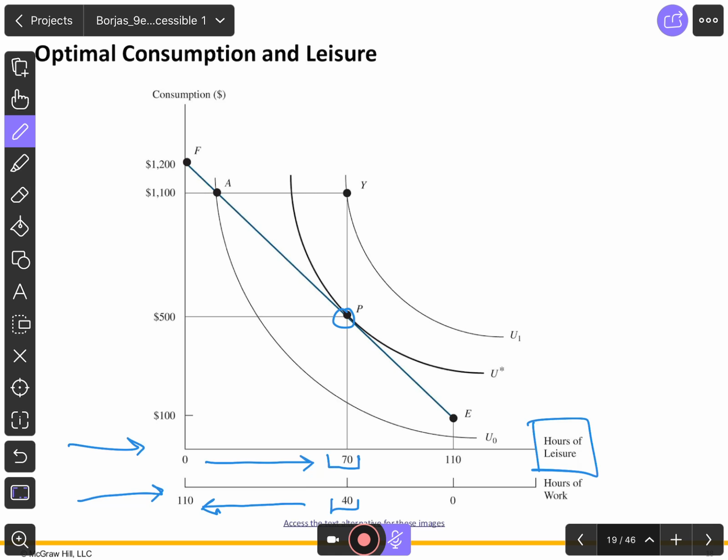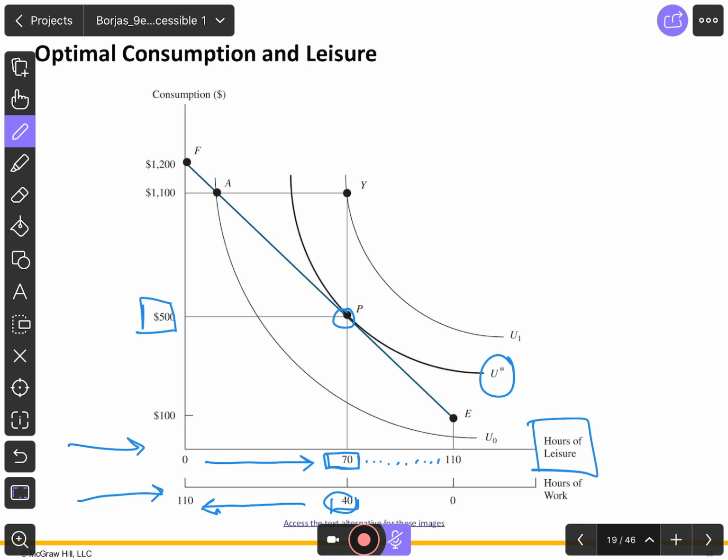So at point P, the worker is choosing 70 hours of leisure. The remaining between 110 and 70 is the 40 hours of work. So 70 hours of leisure and $500 consumption. This is called indifference curve U star because it gives the optimal decision bundle.